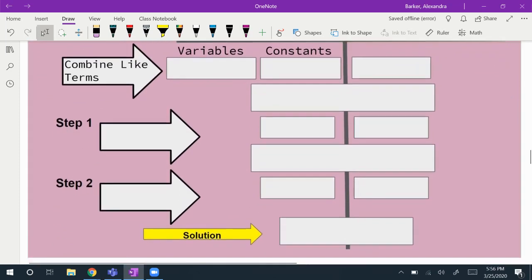Okay, pause this video. Go ahead and try this one on your own. Fill in those text boxes, and as soon as you've finished, come on back and I will go over it with you.